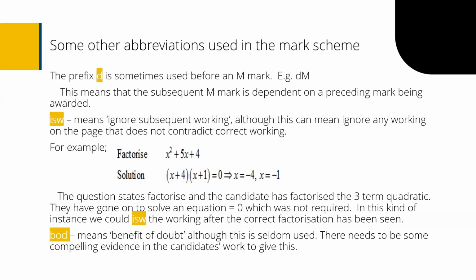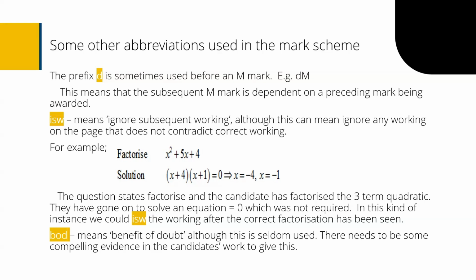A few other points to address from the mark schemes. The prefix D is sometimes used before the M mark, so you have DM. This means that the subsequent method mark is dependent on a preceding mark, which has to be awarded. So it's worth being aware of it.